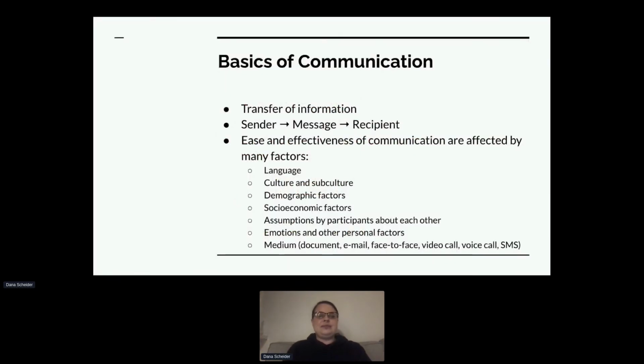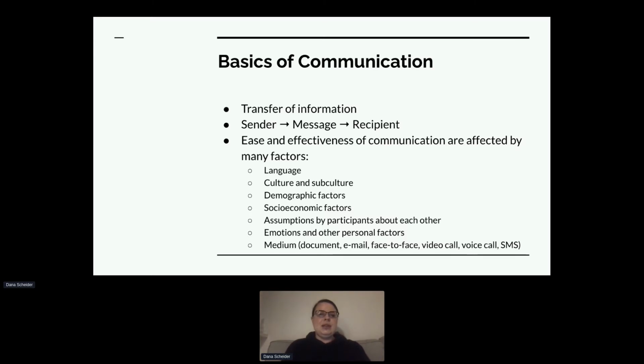So technical writing, like any form of writing, is a type of communication. There are a lot of different components to communication, but I wanted to go over the basics before I continued with the talk. So the first component of communication is the transfer of information from a sender to a recipient via a medium. For example, right now, I'm the sender of this talk. The medium is video conferencing and screen shared slides, and the recipients are you.